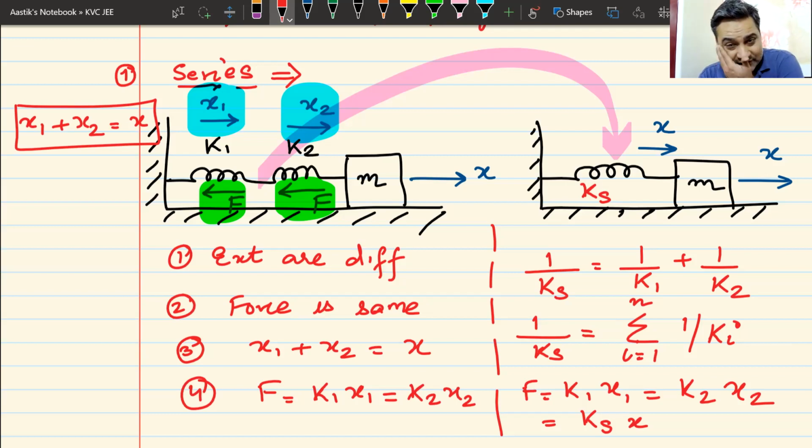Remember, the force in both the smaller spring and the bigger spring is the same. So K1 into X1 is equal to K2 into X2 is equal to Ks into X. I'll give you a minute to write it down. If you have any problems, please ask.